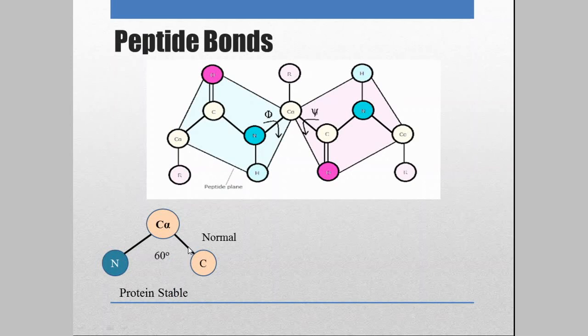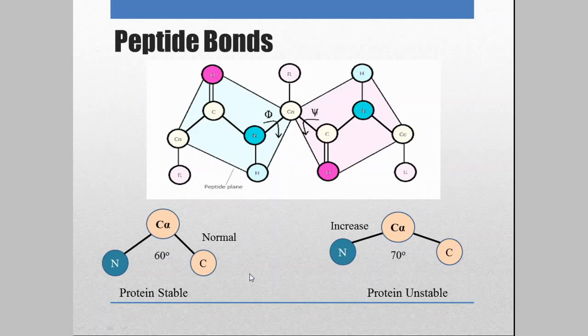What if there is a big, high fluctuation of your phi and psi angles, so much so that your angle increases? If your angle increases more than the basic normal, which is 60 in this hypothetical case, then your protein is going to be unstable, or in other words, your protein will start denaturing, because it has increased the angle between them.